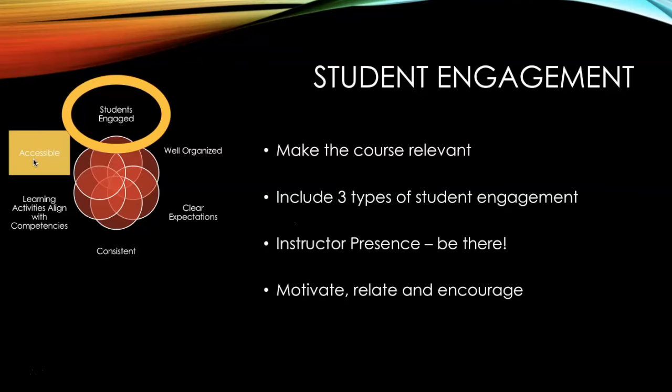A second component is student engagement. This helps make your course exciting for the students. We can engage our students by making sure our content and the course learning activities are relevant to the students. So we kind of meet them where they are and we pull them in, make it interesting. We want to include the 3 types of student engagement: student to content, student to student, and student to instructor. We need to create an instructor presence so that our students feel that we are present in our classroom all the time whenever they log in. And we want to come up with ways to motivate our students, relate to our students, and encourage them in their learning processes.